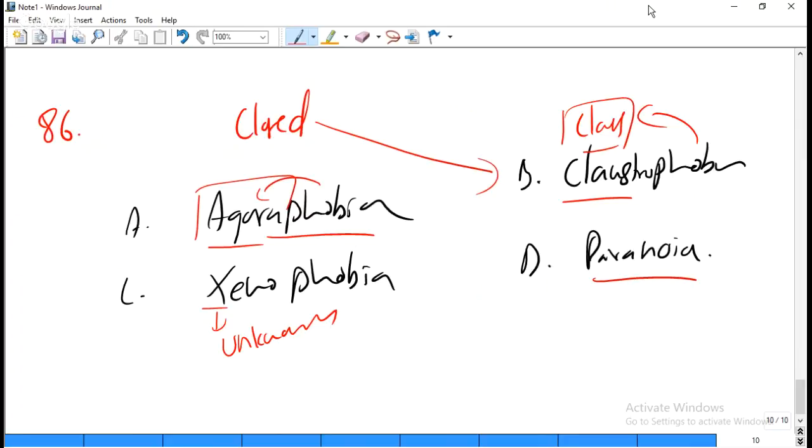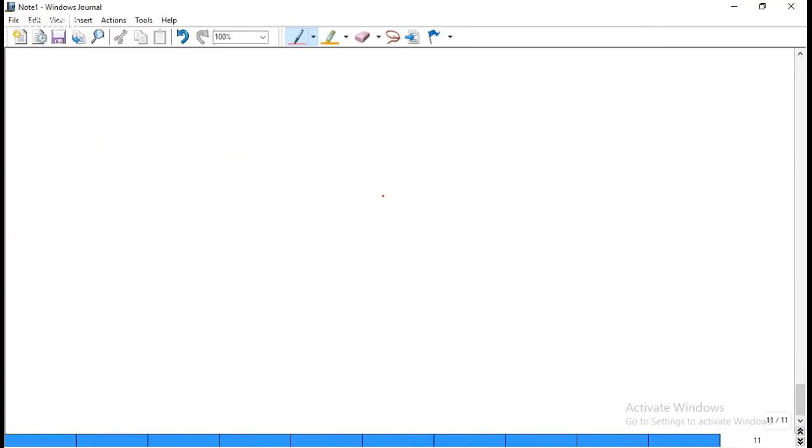Now question number 87. Severely abusive writing in journals. A is imaginary, B is speculative, C is querulous, D is sarcastic. So abusive writing in journals means querulous. So option C is correct.